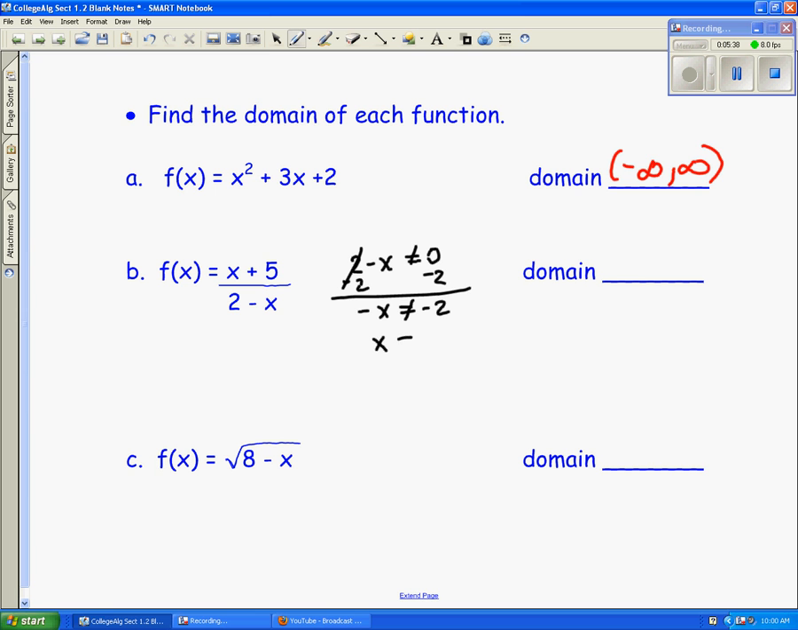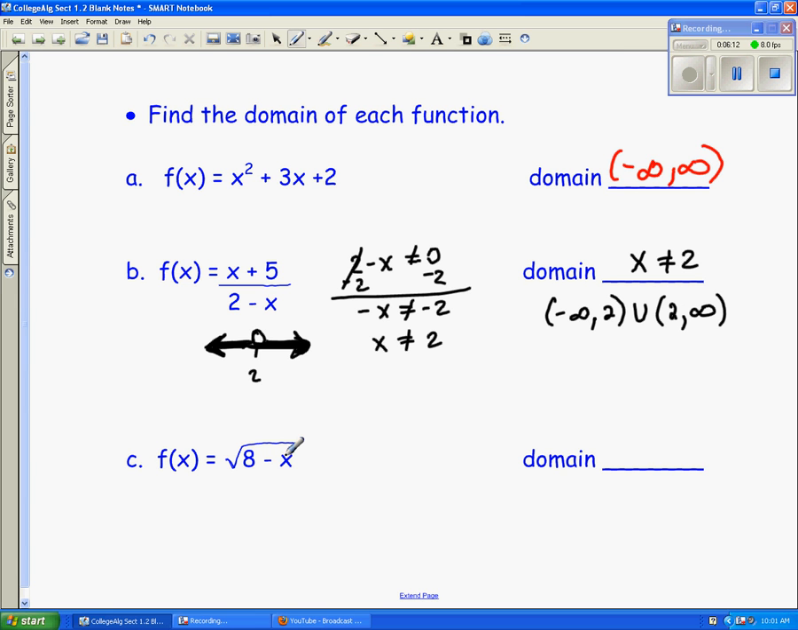So x cannot equal 2. If I draw a graph of that, that means x can be everything but 2, so it's an open circle on the 2, and it's shaded in both directions, everything else on the number line. Interval notation of that is going to be negative infinity to 2, and it's a parenthesis because it's an open circle, and then it goes from 2 to positive infinity.